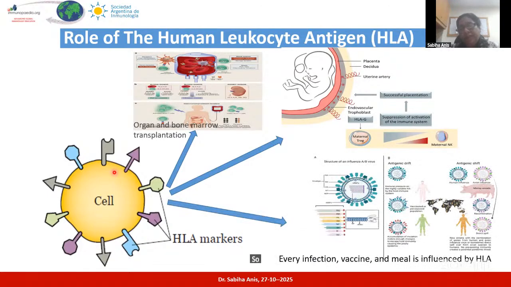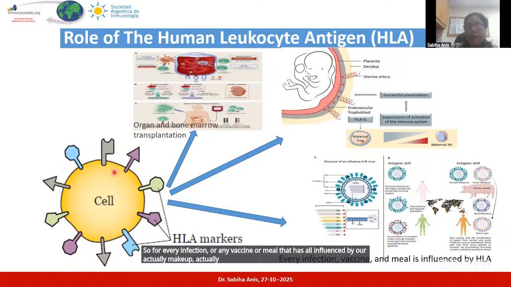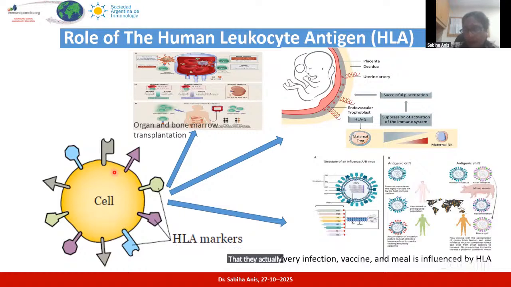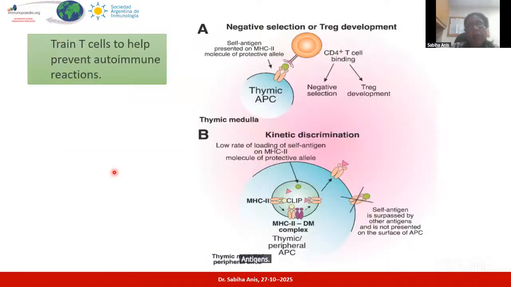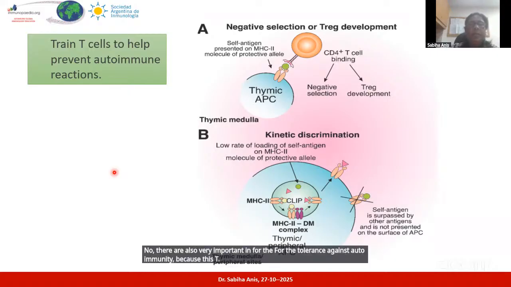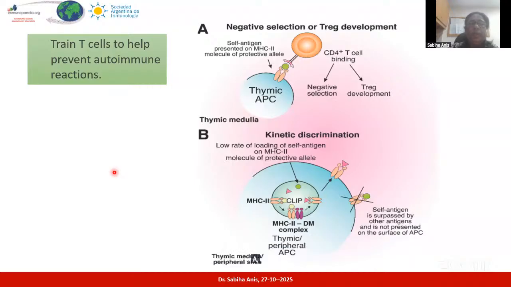So every infection, vaccine, or meal is influenced by our HLA makeup, our HLA type, and they actually determine how our body is going to react to different antigens. Now, they are also very important for tolerance against autoimmunity, because they train the T cells to help prevent autoimmunity.